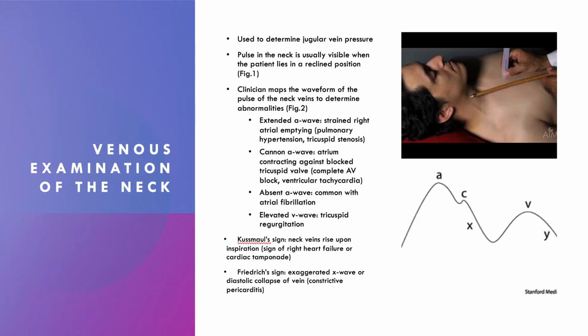And so if this is happening, this is a sign that the right heart is failing or that there is cardiac tamponade. There's also Friedreich's sign, and this is an exaggerated X wave or a visible collapse of the vein during diastole, and this is a sign of constrictive pericarditis.